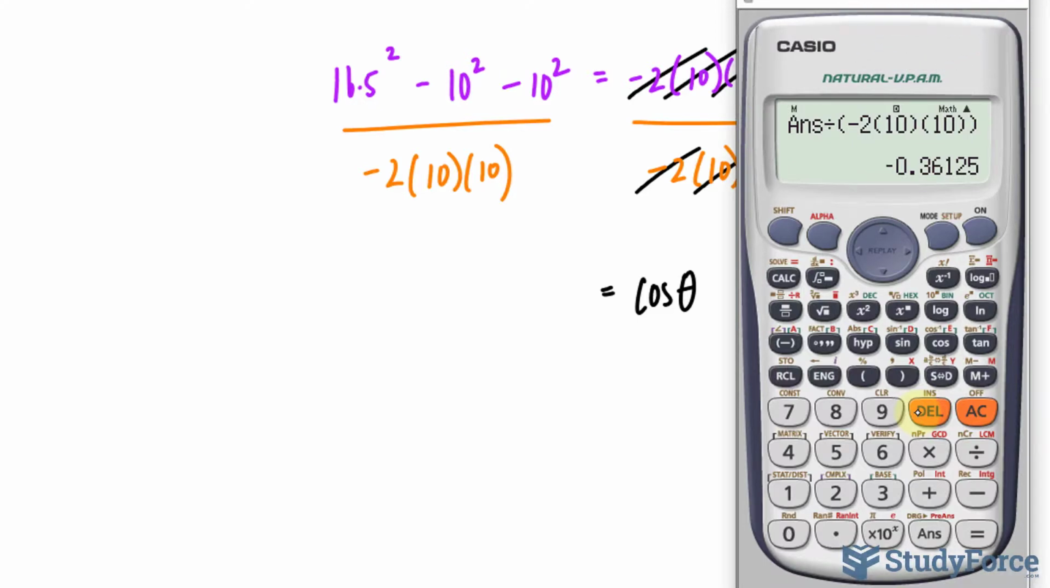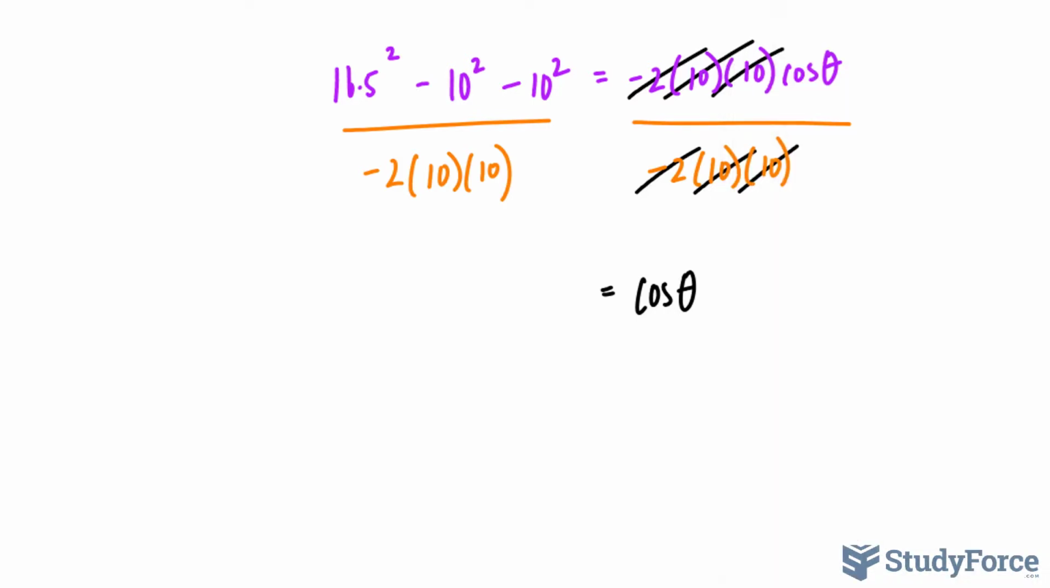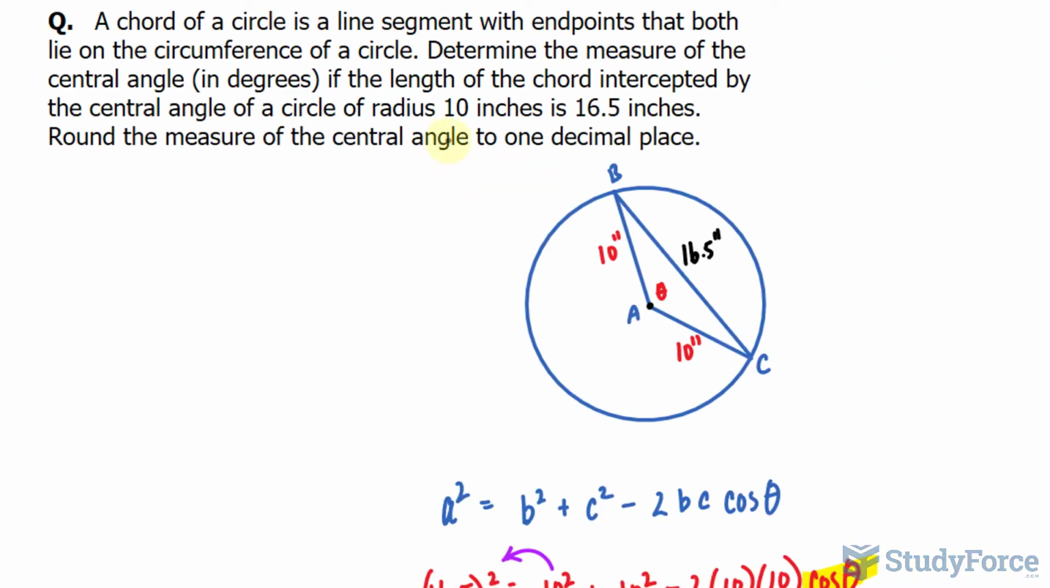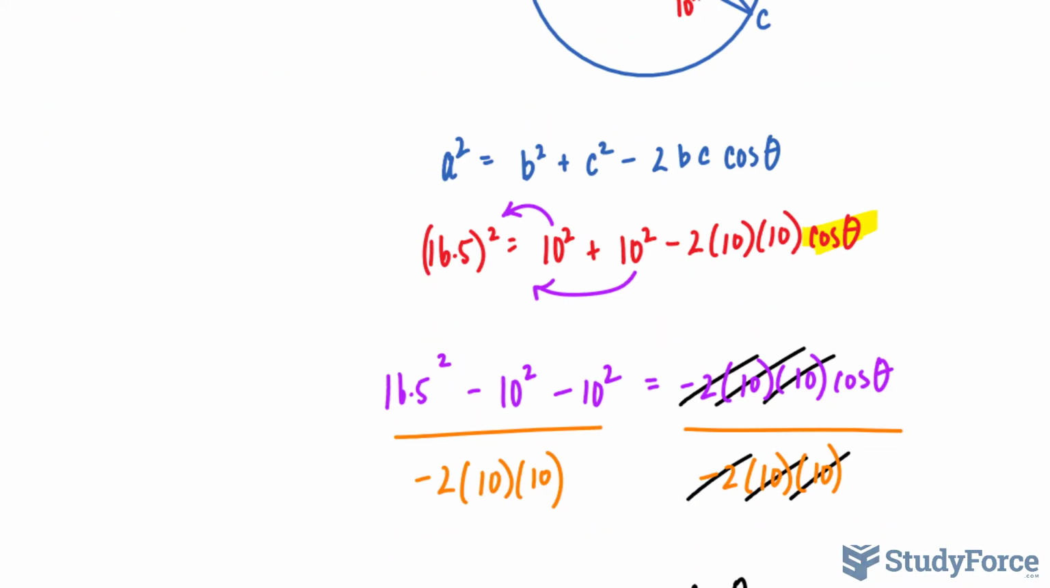Now, I need the theta that represents this value. I can do that by clicking Shift, cosine. I get inverse cosine of the previous output that my calculator gave me. You click Answer, and we end up with 111.17. Remember, they want this to 1 decimal place.